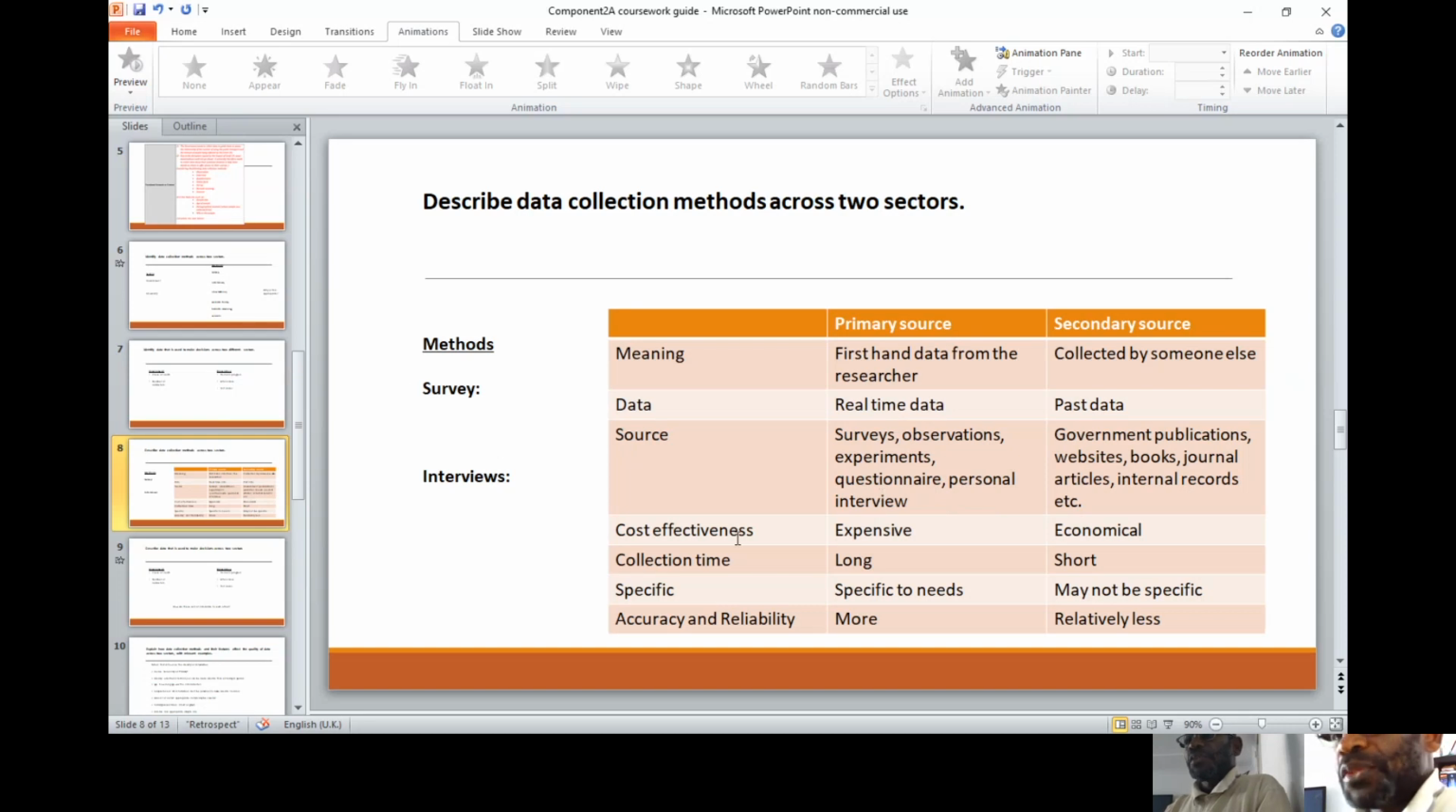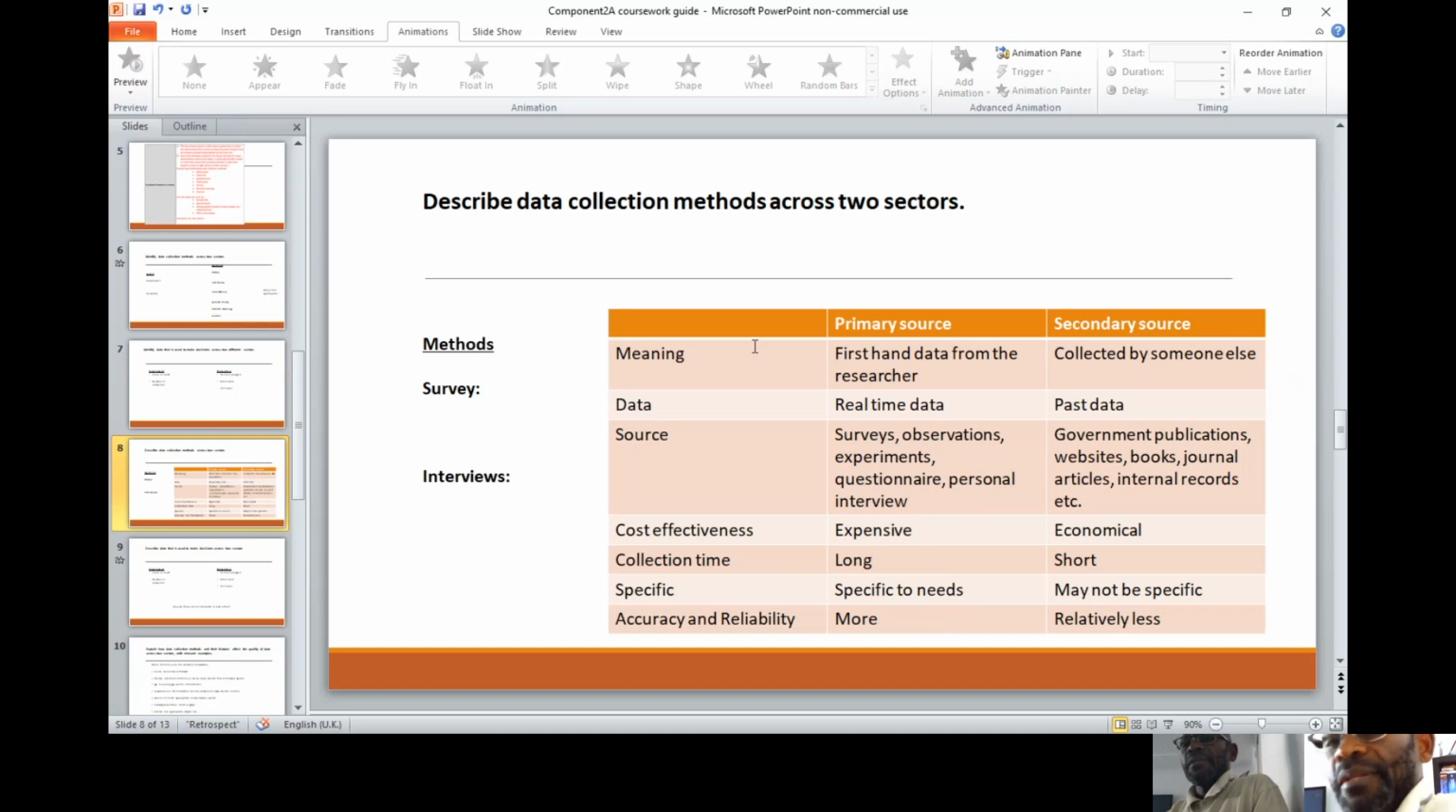Primary source data can be expensive because you are more involved. The researcher is more involved. It can take time. However, it tends to get the exact data you require. You get the specific data you require, and it can be much more reliable.